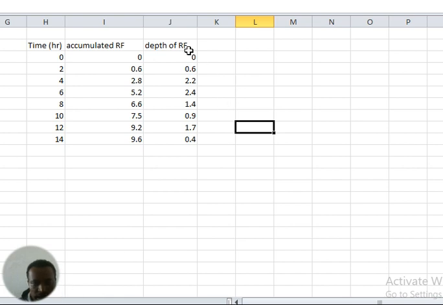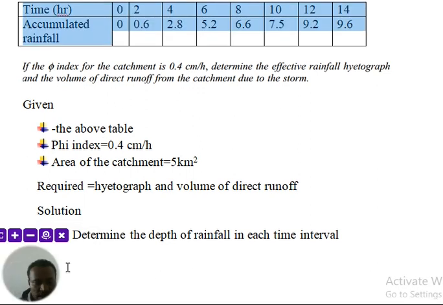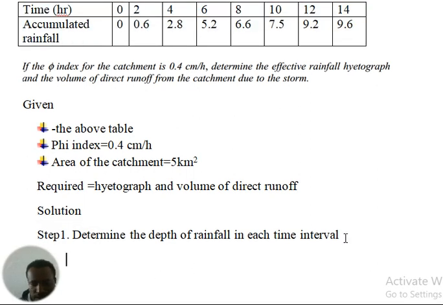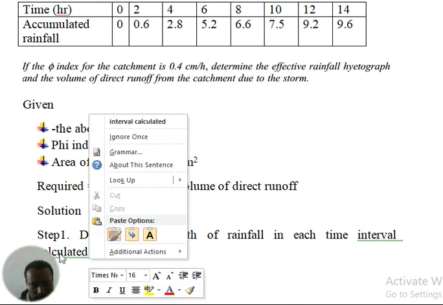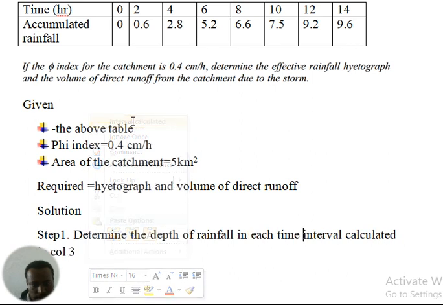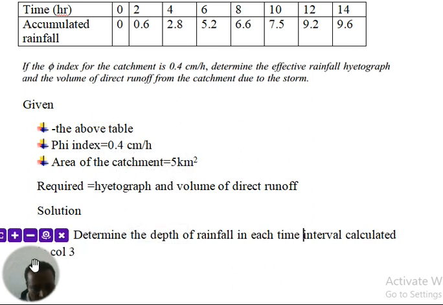So after determining the effective rainfall, the next one is the effective rainfall already calculated in column 3.